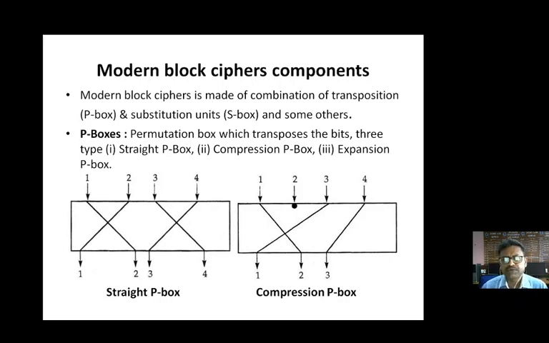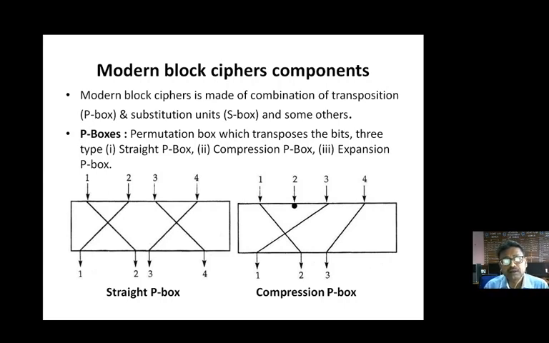So a modern block cipher is made of a combination of transposition, which is also called the P-box or permutation box, and substitution units, that is the S-box. Besides the P-box and the S-box, that is the permutation box and the substitution box, we also use some other components. So with this slide number 2, we are going to discuss the different units or components which make block ciphers tougher.